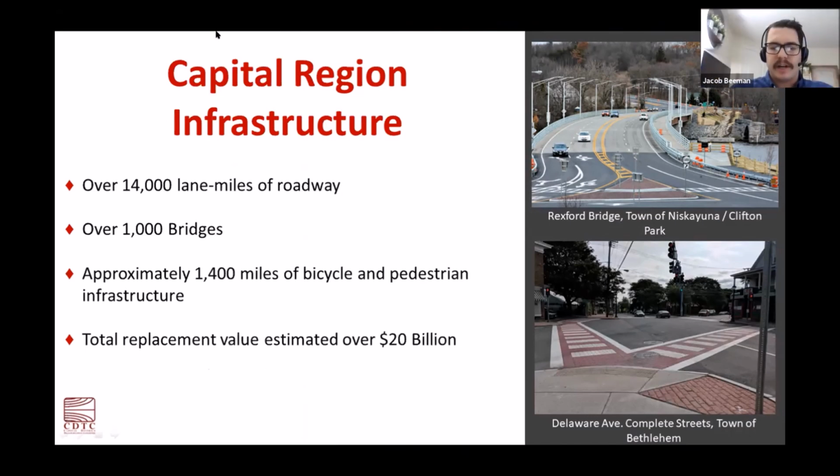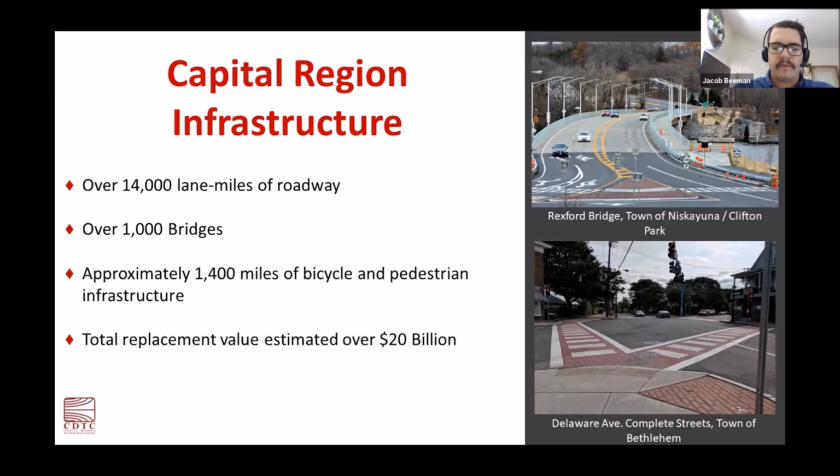Okay, thanks, Jen. So before I get into infrastructure conditions, I'd like to go over a few facts for regional infrastructure so you all can get an idea of the size and scope of the infrastructure that we're talking about. I'm going to refer to Capital Region infrastructure, which for the purpose of this presentation refers to all of the infrastructure in Saratoga, Schenectady, Albany, and Rensselaer counties, so our 4-county planning area.